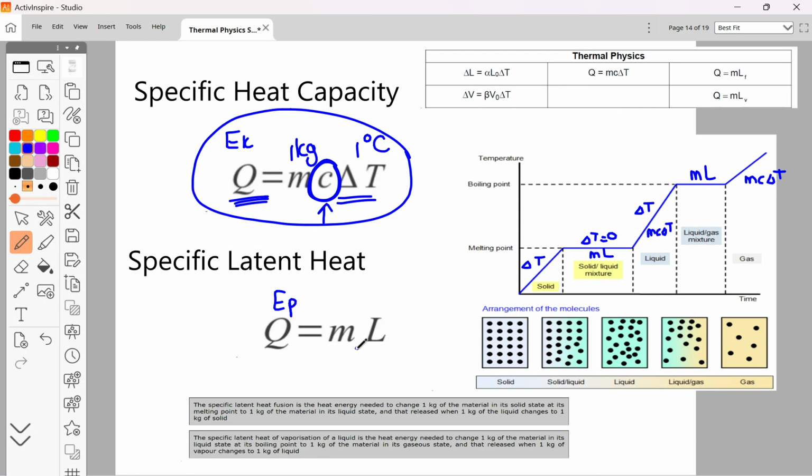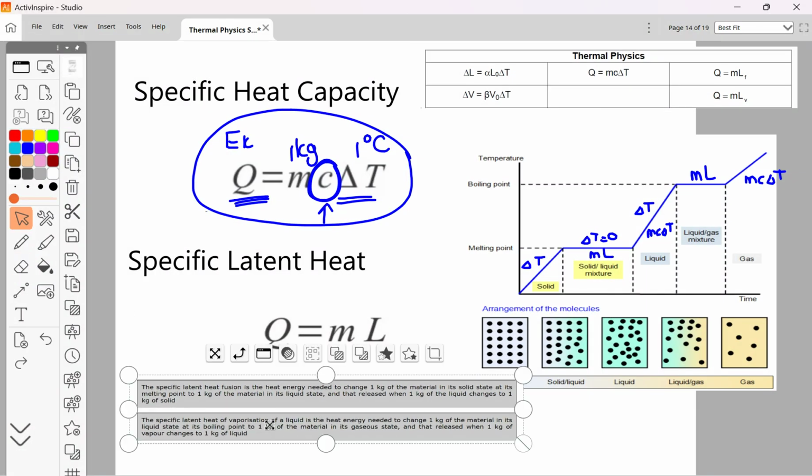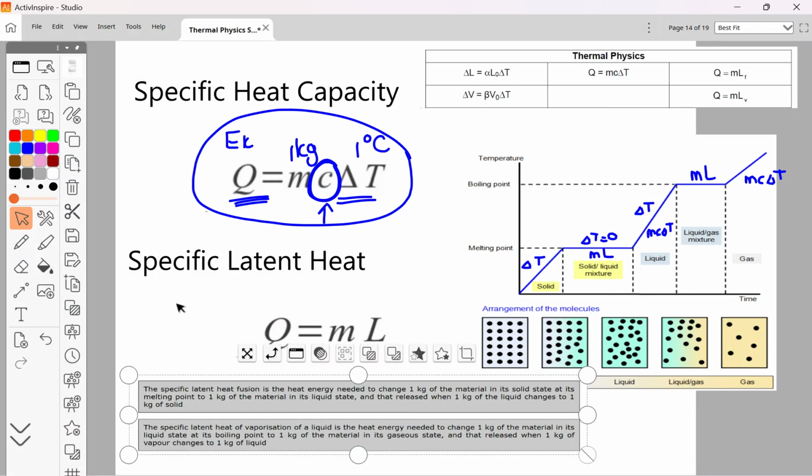The latent heat, we've got two: latent heat of fusion and latent heat of vaporization. When we are changing from a solid state to the liquid state, it's fusion, or when we change from a liquid into a gas, that's going to be vaporization. You have both those definitions in your textbook.